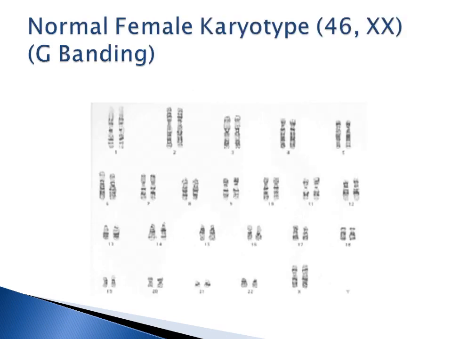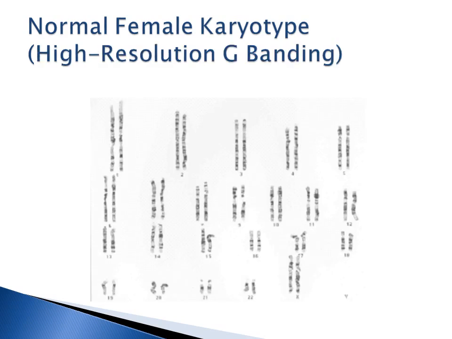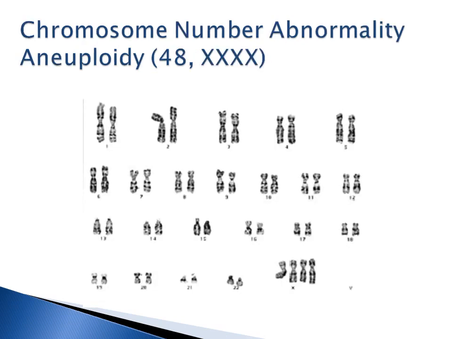So here, this is an example of a normal female karyotype, and we did see this previously. So 46,XX. So you see your 23 pairs of chromosomes. You see that there are two X chromosomes and no Y chromosome there. This is your female karyotype using the high resolution G banding, so you can really see those bands more distinctly with the high resolution staining.